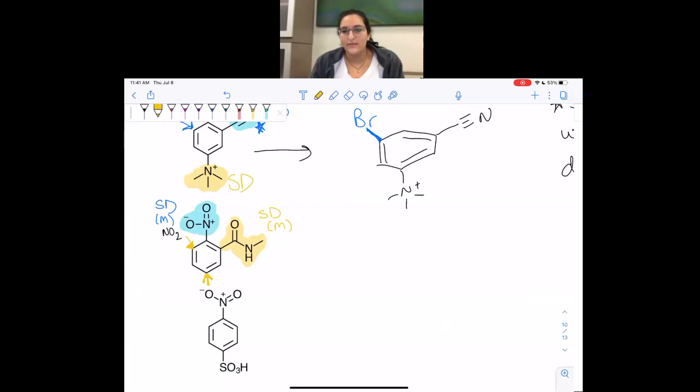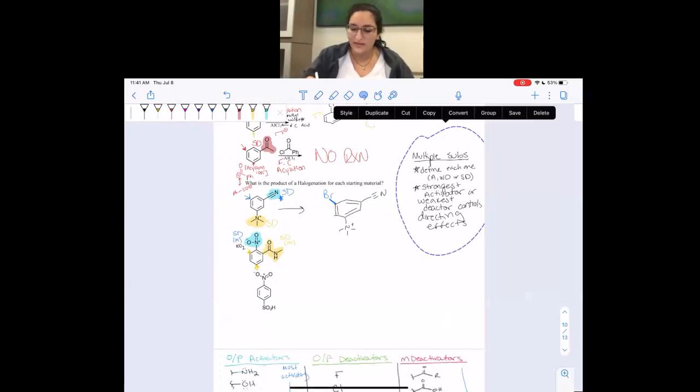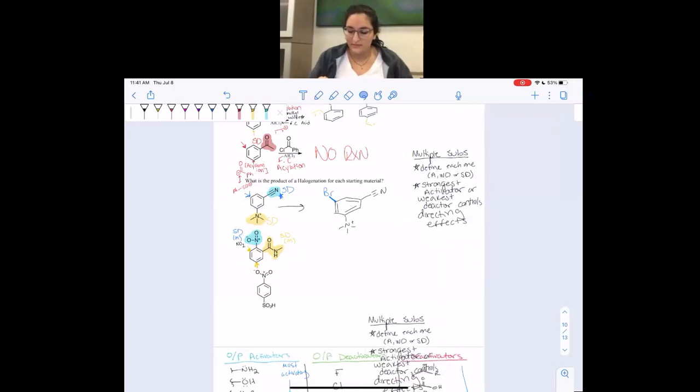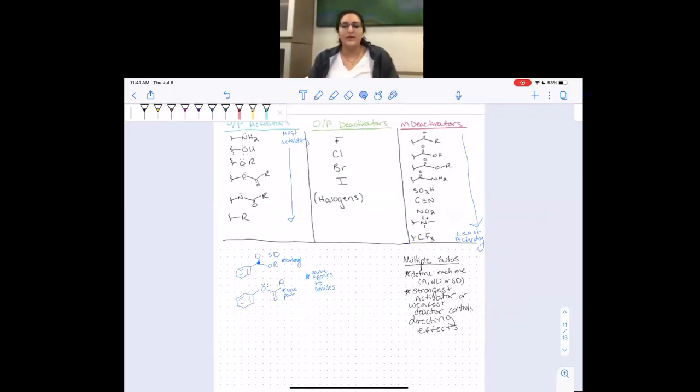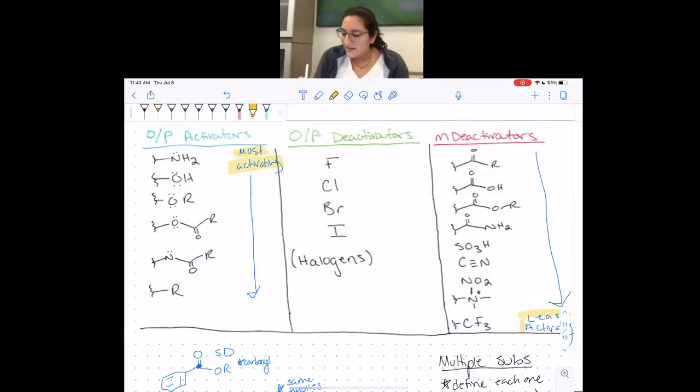Okay, so there's a couple questions on this, so let's take these two concepts and I'll put them next to each other so we can think about it. All right, so whenever you have multiple groups on the ring, you're going to decide which one is the strongest activator, aka the weakest deactivator. So up here is the most activating. This is the best group to have on the ring. This one is the least activating. This is the worst group to have on the ring. So anytime we have two groups, we're looking for the one that's closest to here, aka furthest from here.